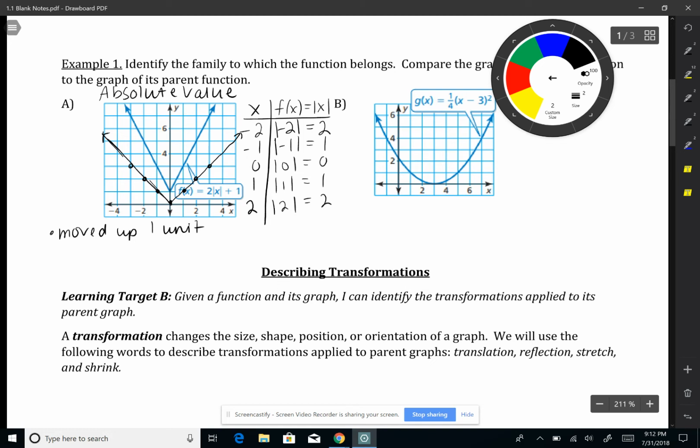Another thing I noticed is that the blue V is a little skinnier than my parent graph. So something has happened that it got skinnier. So I'm just going to say, I'll say it's thinner. You could put skinnier too. Whatever you prefer. And I wonder how this happened.